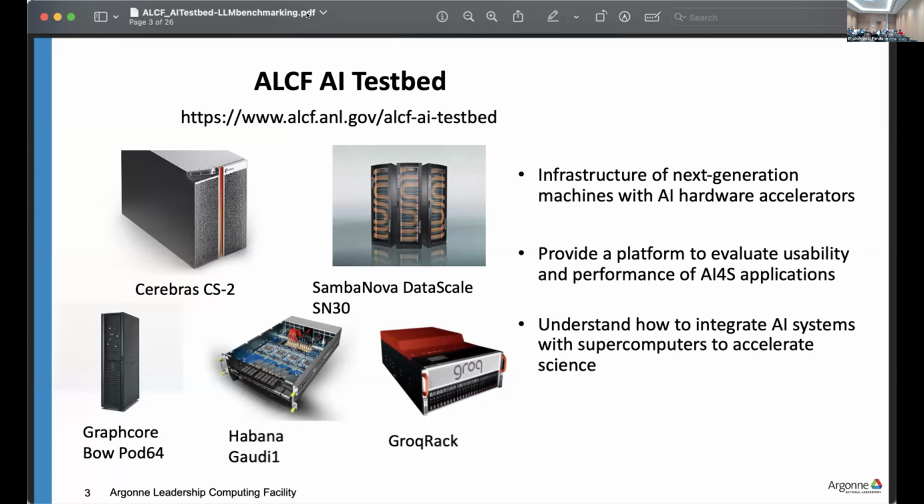Our goal is to understand how these systems perform for a wide variety of tasks, and also help our science teams to port their codes, say if they're running on NVIDIA or Intel GPUs, to these systems to understand whether they can do any better. So this is a testbed that we have been extensively working on.